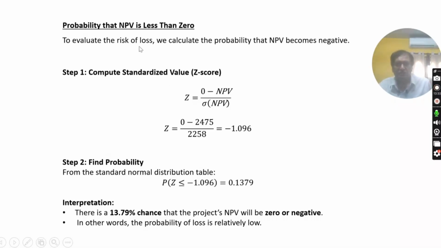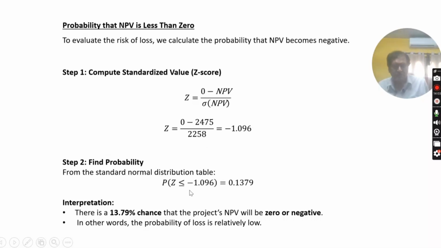When you have to calculate risk of loss. Loss means NPV is 0 and negative. That's why 0 minus NPV over sigma of NPV. This is the formula. So what will be the probability that the NPV is 0 and negative. That's why you just put the value of this, 0, and expected NPV value is this, and this is the standard deviation value, and you will get this value.